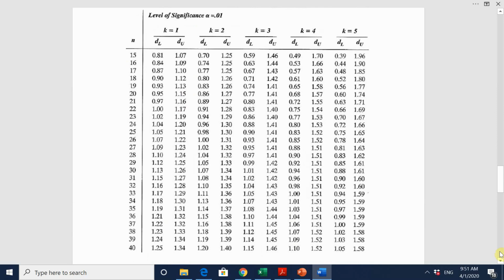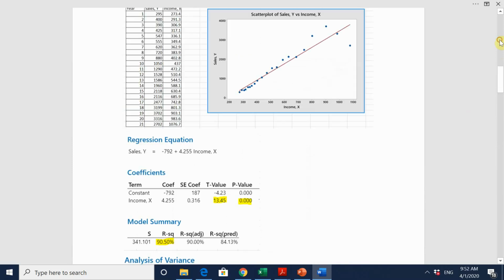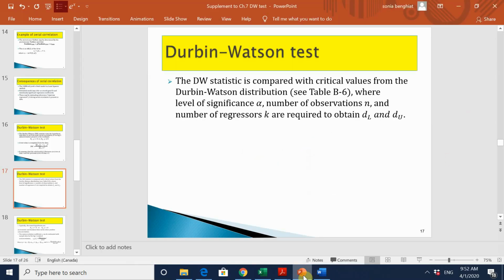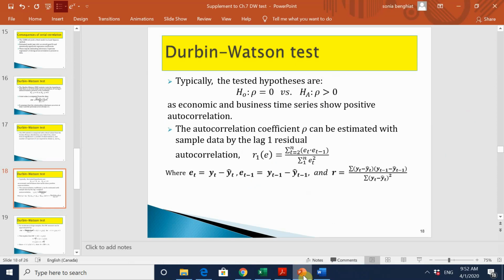And you can see how here we also have another set of Durbin-Watson critical values for another level of significance, this one being alpha is 0.01. Okay, so let's go back to the slides. Yes, so we continue right here.